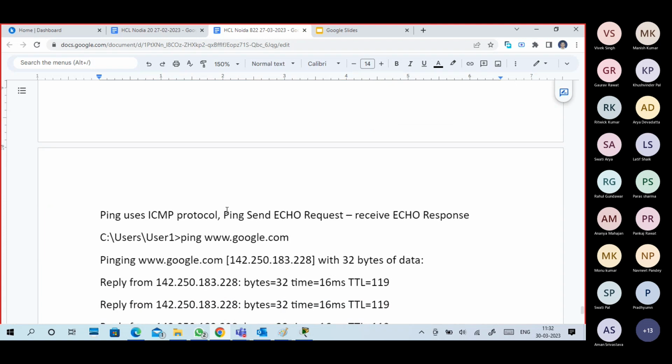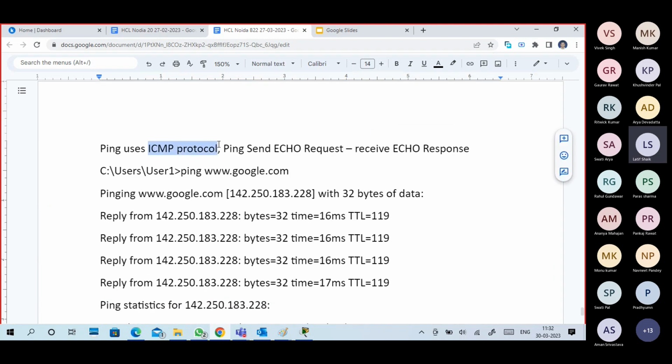Okay. Ping uses the ICMP protocol. Ping sends an echo request and receives an echo response. The packet type is an echo type packet, meaning echo, as you know.